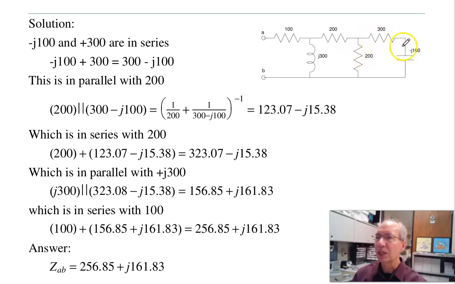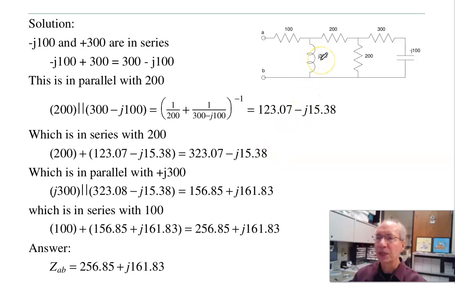I've got the circuit. I'll add these two in series. That gives you 300 minus J100, in parallel with 200, so that'll be 1 over 200 plus 1 over 300 minus J100. Take that sum, take the inverse, you get a complex number. That goes in series with 200, gives you this number.